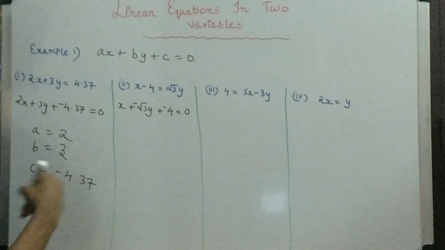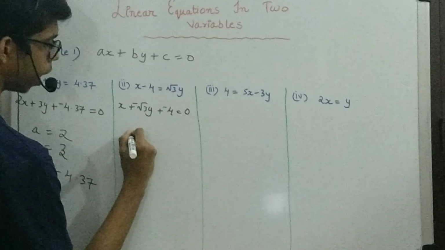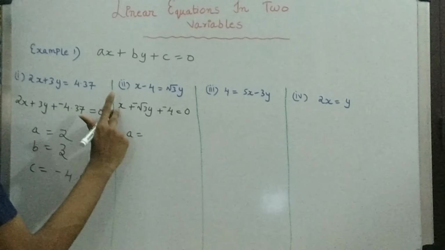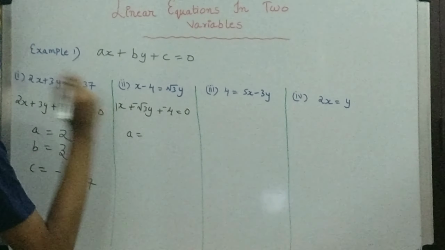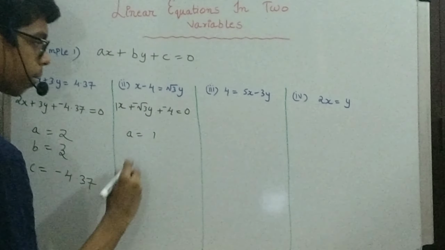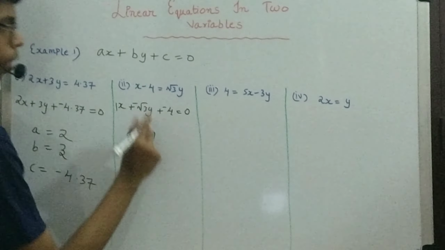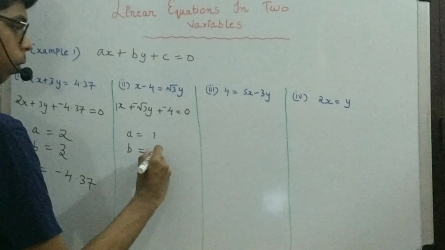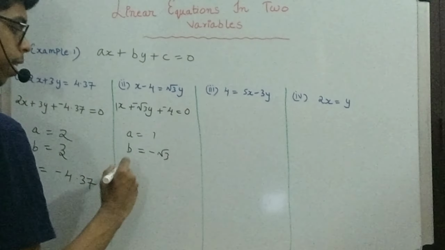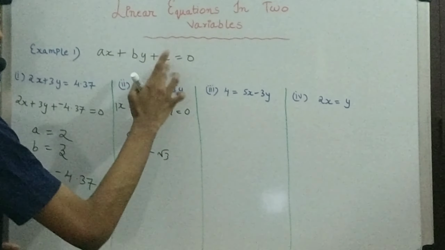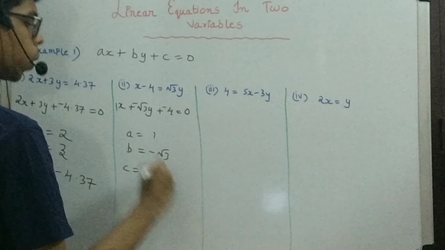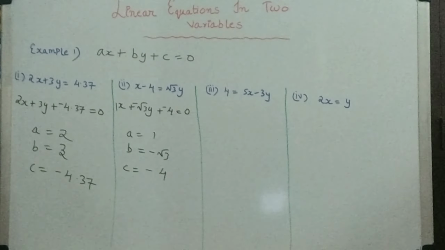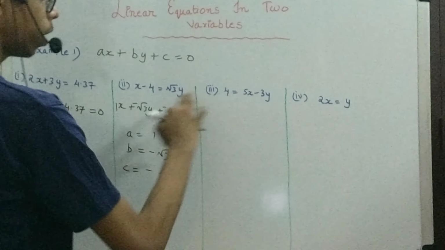Okay, so here also a is the coefficient of x. So here the coefficient of x is what? Just 1. Okay, similarly b is the coefficient of y, which is equal to minus root 3. Similarly, c is the constant term, which is equal to minus 4. Okay. Now let's do the third one.